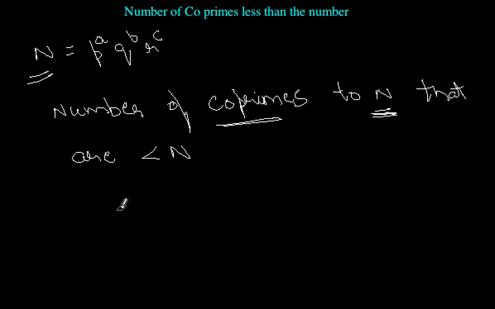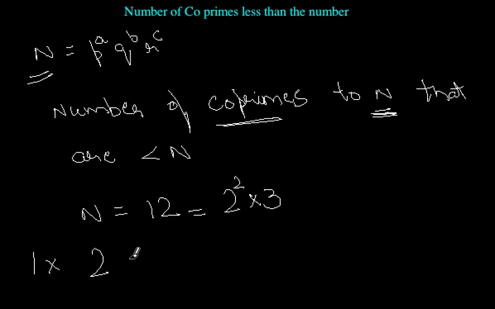Suppose we take capital N as equal to 12, and we try to count the number of co-primes. 1 is neither a prime nor a composite, so we cannot take that. Then 2 is not co-prime to 12 because 12 can be written as 2 square into 3. So 2 becomes a common factor, so 2 cannot be taken. Then 3 is again present here. 4 we cannot take again because 4 can be written as 2 square, which is already there.